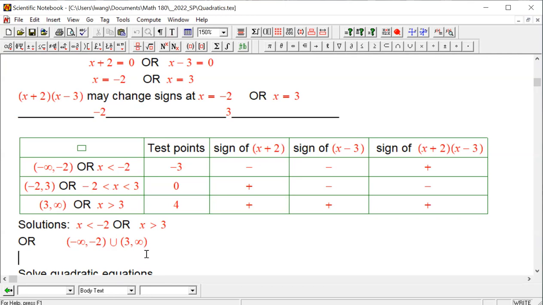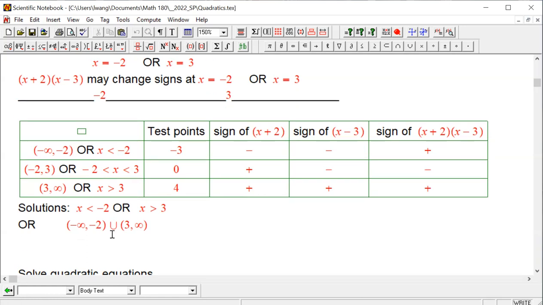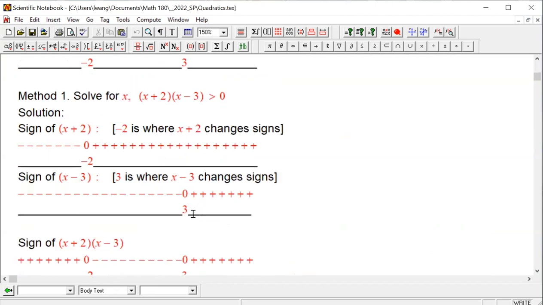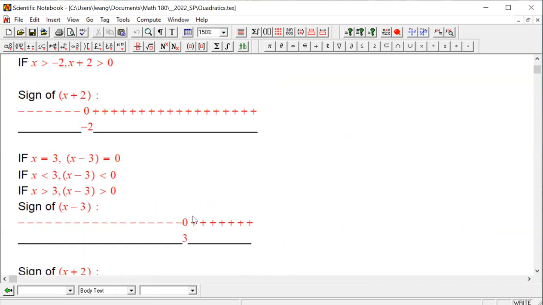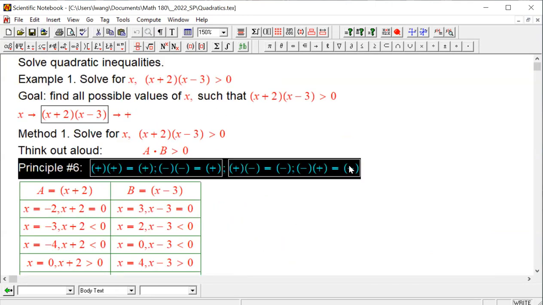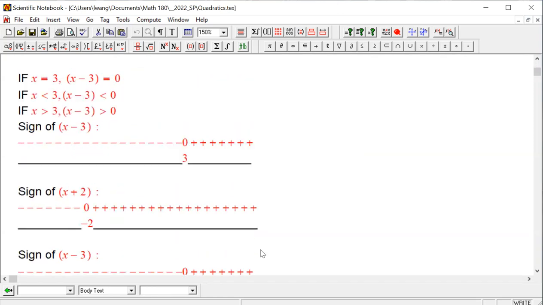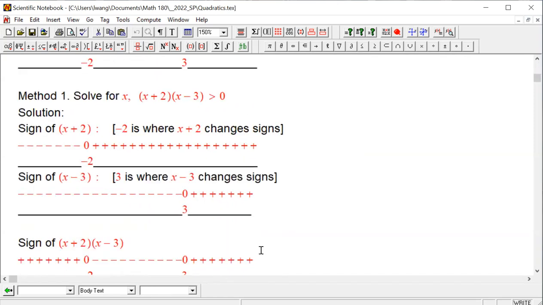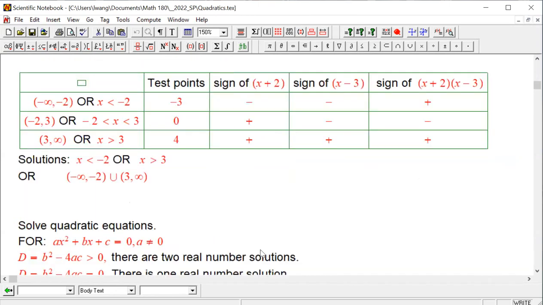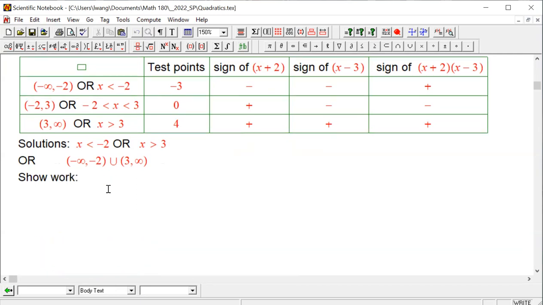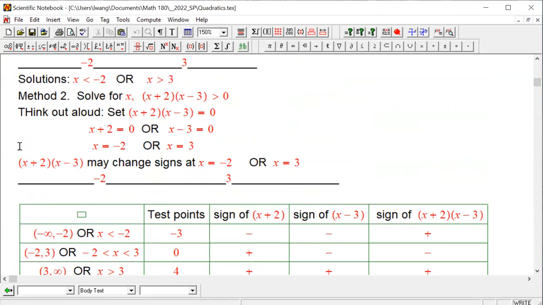This is a common method you will see in many textbooks, including pre-calculus and calculus textbooks. But you can see the relationship. It's really just using principle number 6 to design the whole method. Okay, so how do we show work here? I'm going to show you how to show work in this case.